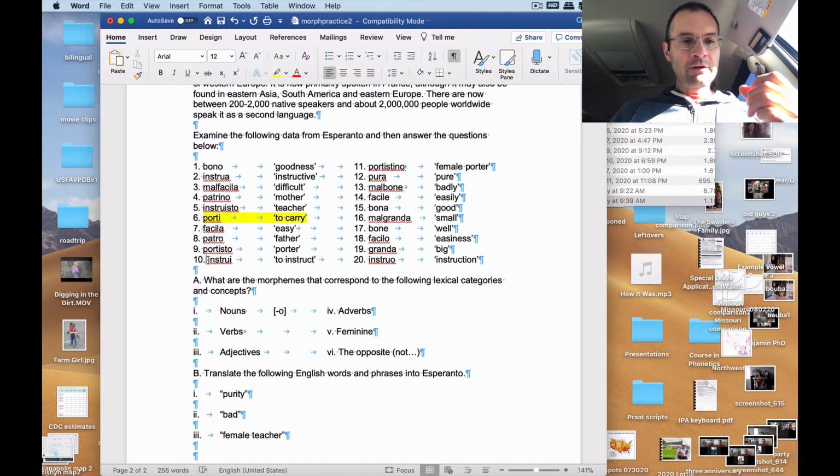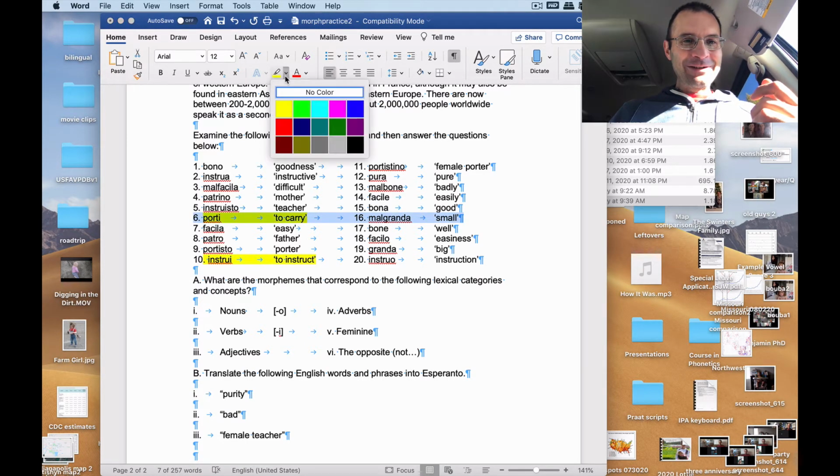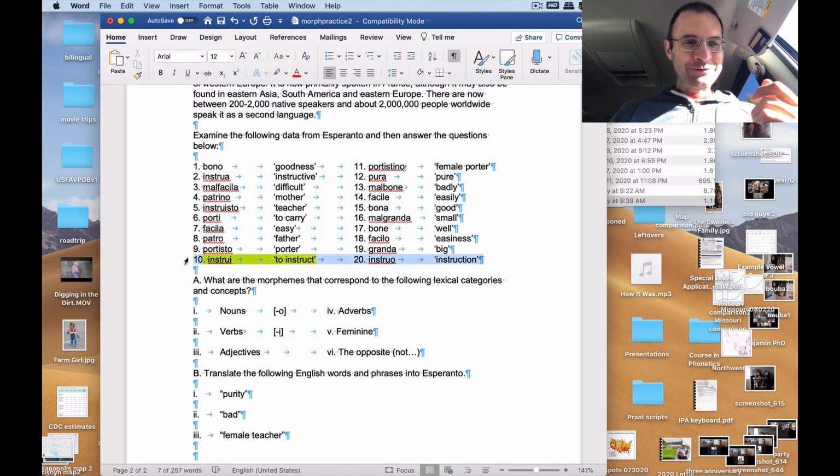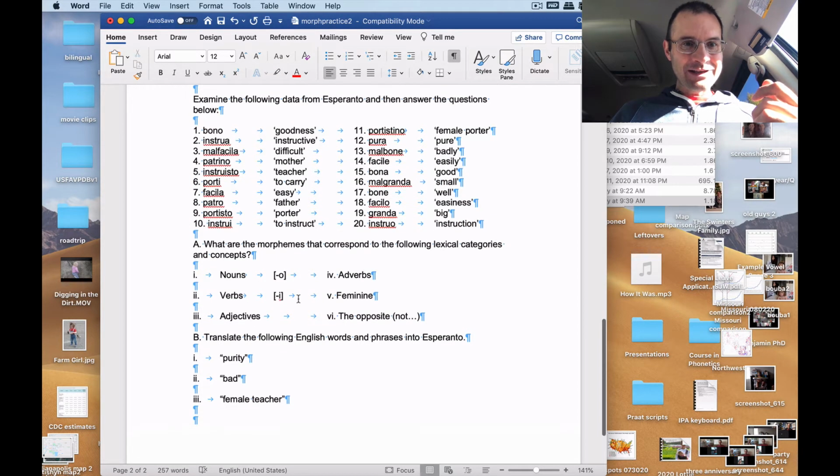All the verbs here are going to be labeled in what we call the infinitive form in English, which is like to carry, to instruct, and so forth. I only have two, but both of them end in I, or the sound E in the language: porti and instrui. I don't know a whole lot of other Esperanto verbs, although I did once upon a time study some Esperanto just for kicks, as many linguists have done.